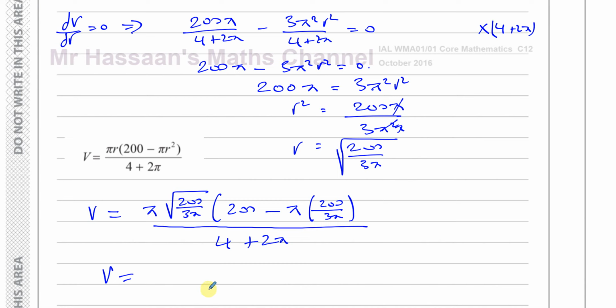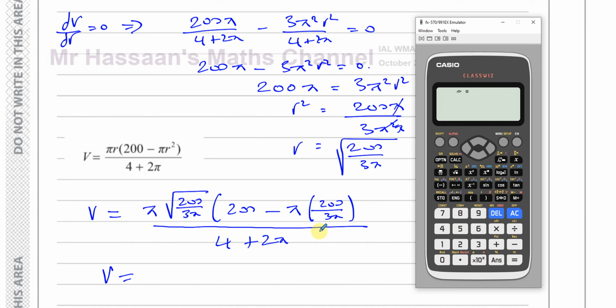So what I'm going to do here is save this answer. So I'll put the square root of 200 divided by 3 times pi. I'll store this as A. Okay, so now this is my A in the calculator. So now I'm going to put pi times A. I'll recall that as A. See, there's the A that we stored in there. Pi times A.